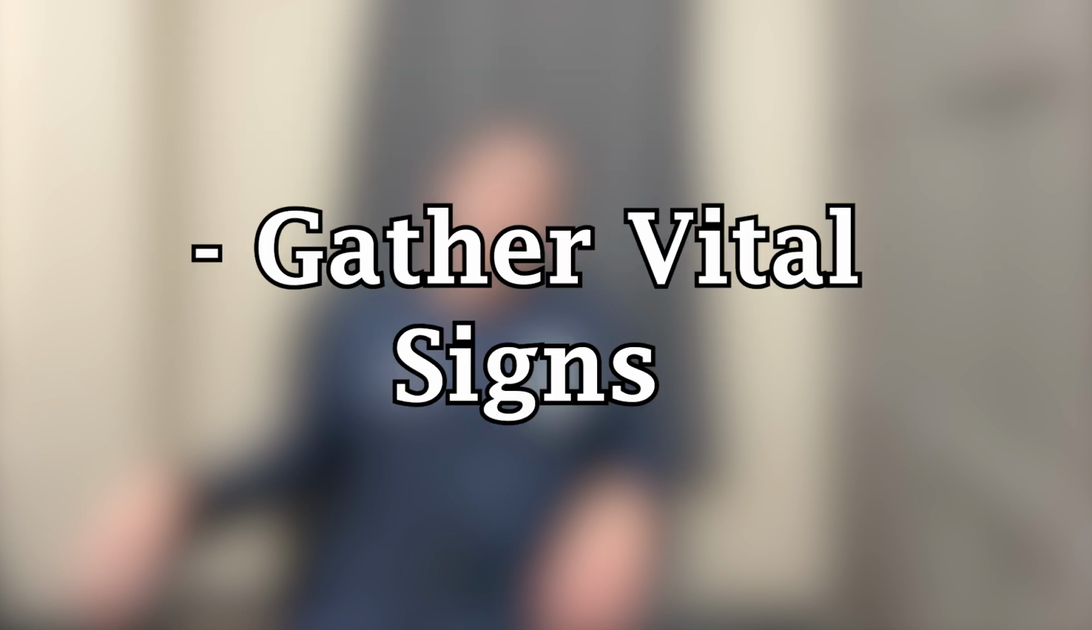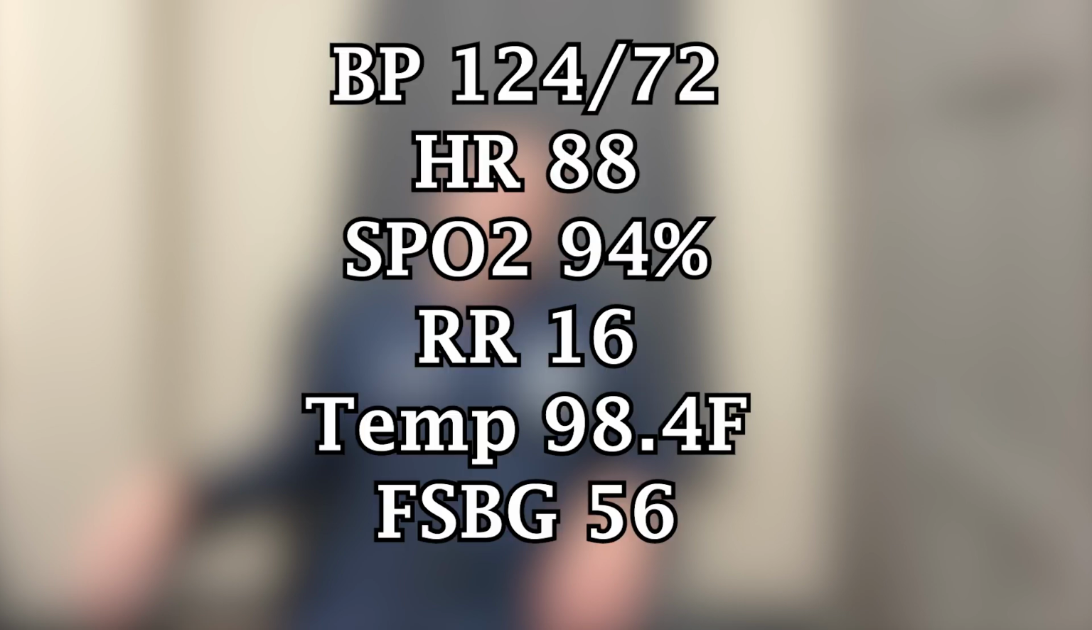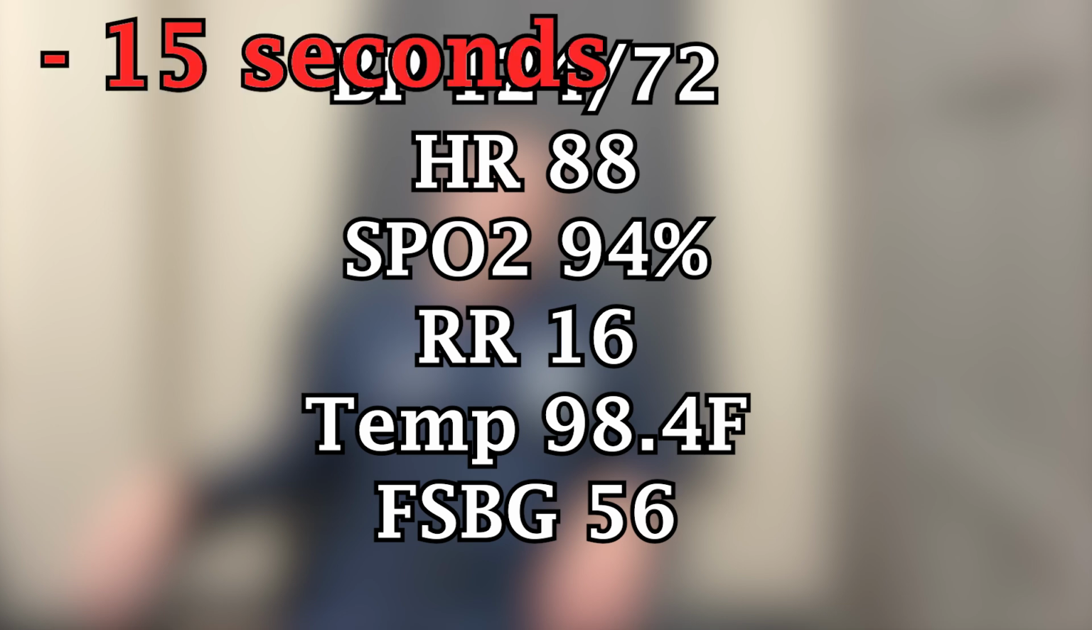We need to gather vital signs. So, we assess the patient's vitals and their current blood pressure is 124/72. Their heart rate is at 88. They're satting at 94%. Their respiratory rate is at 16. Their temperature is at 98.4 degrees Fahrenheit, and their blood sugar is at 56. Which vitals stick out to you?